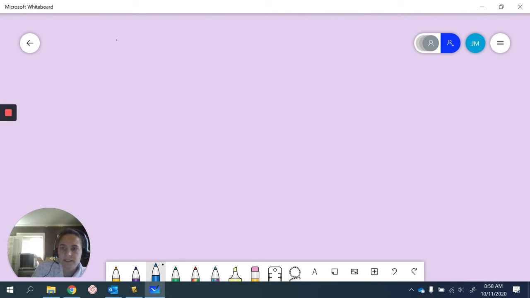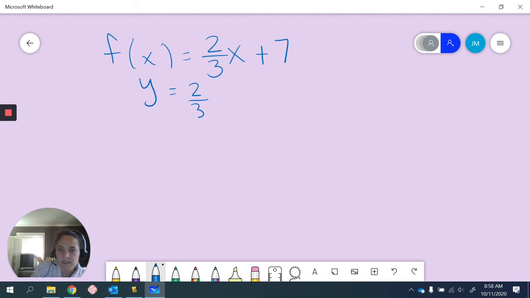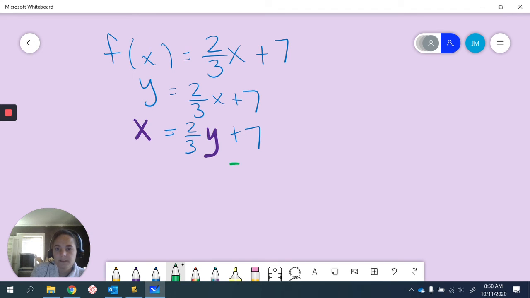So let's say my f of x is 2/3 x plus 7. Okay, so this is really y equals 2/3 x plus 7. So we are going to switch the x and y, and we're going to say x equals 2/3 y plus 7. And now we're going to solve for y. So I'm going to start by undoing my 7 by subtracting 7 from both sides.